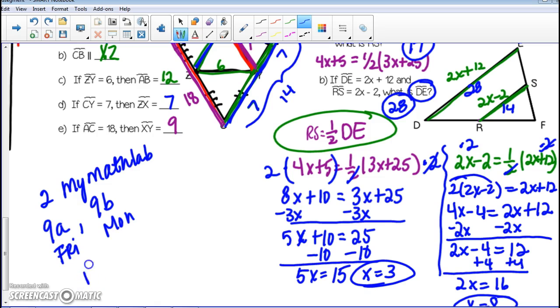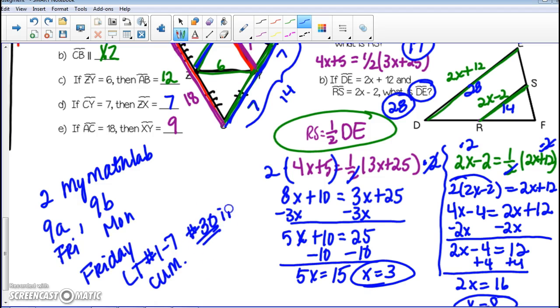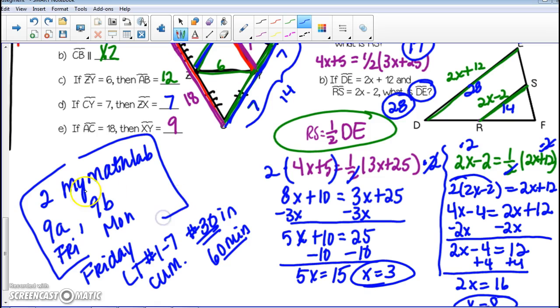Don't forget, on Friday this week, we are assessing our learning targets numbers 1 through 7 with your second cumulative. It'll be 30 questions in 60 minutes. So after you finish this, you should be working on your My Math Lab. We'll do a little bit more with mid-segment tomorrow when I return.